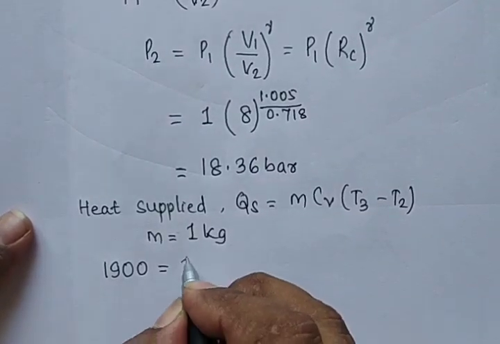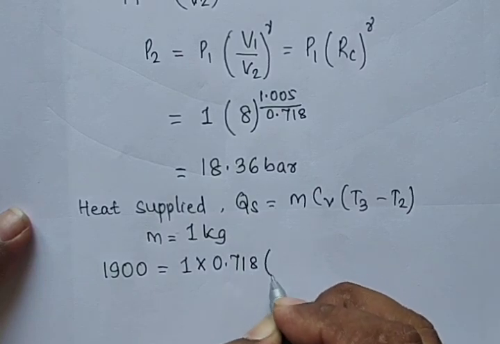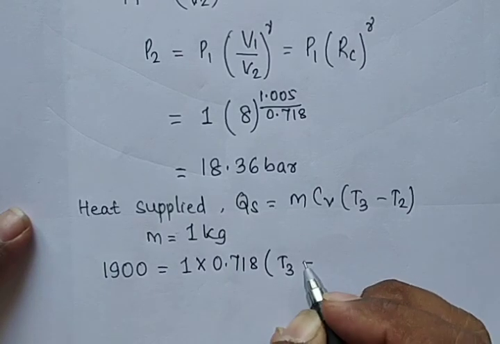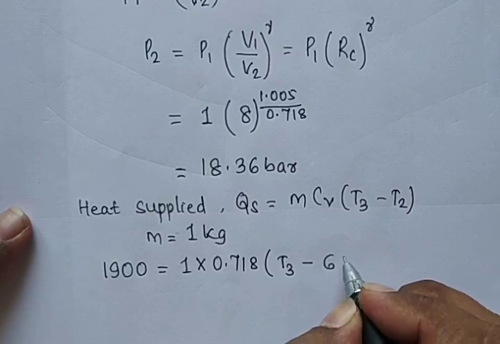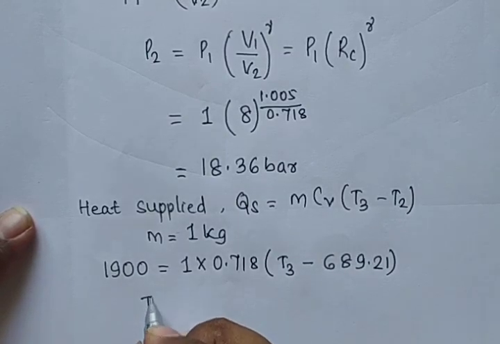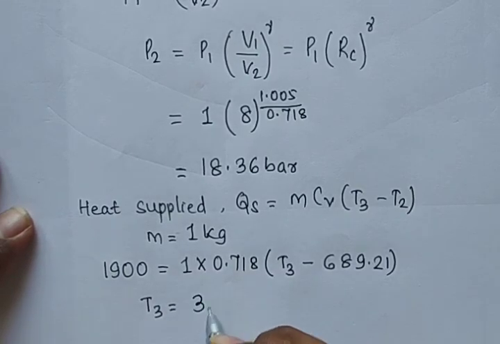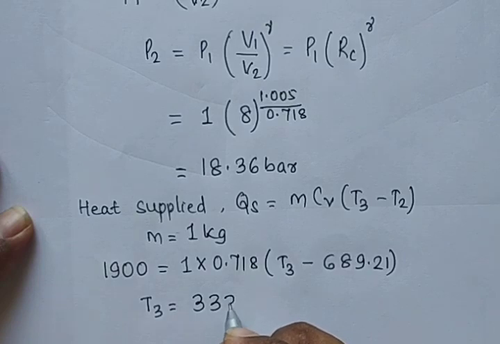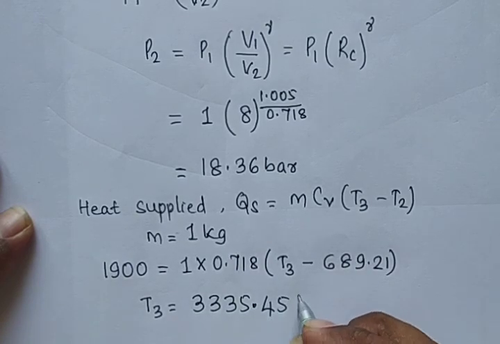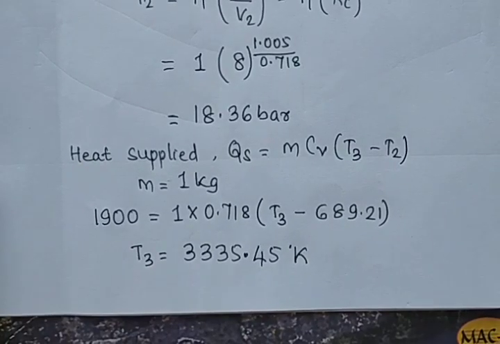Then m is 1, Cv is given to us, it is 0.718. Then we need to find out the value of T3. T2 is known to us, it is 689.21. So find out the value of T3 upon solving. So we'll get the value of T3 as 3335.45 Kelvin.